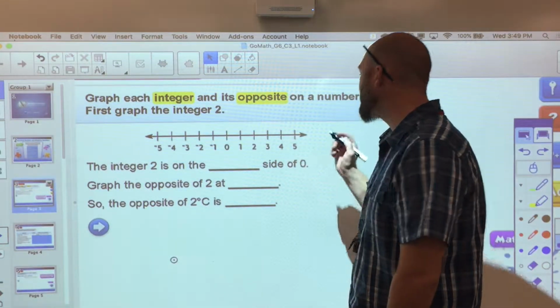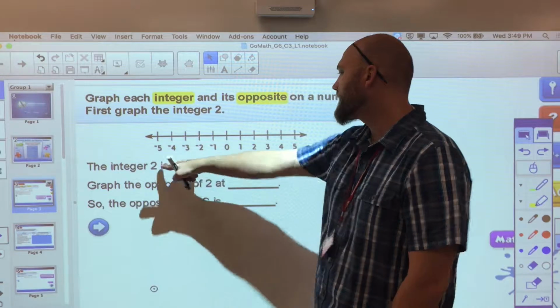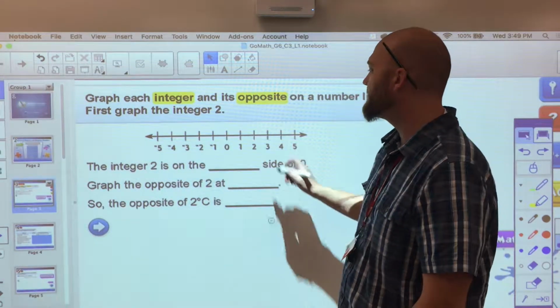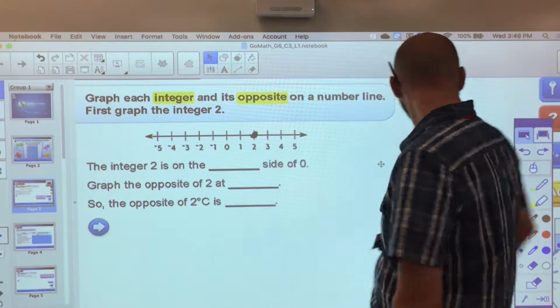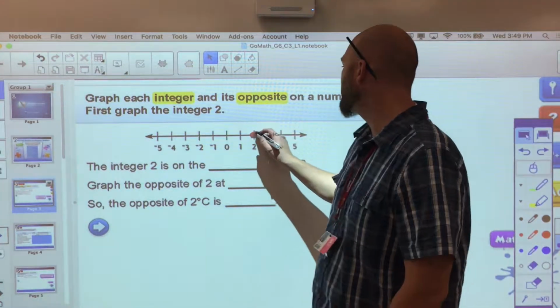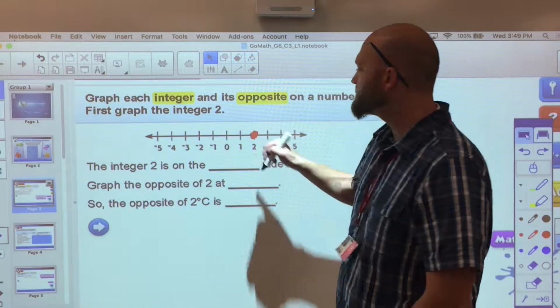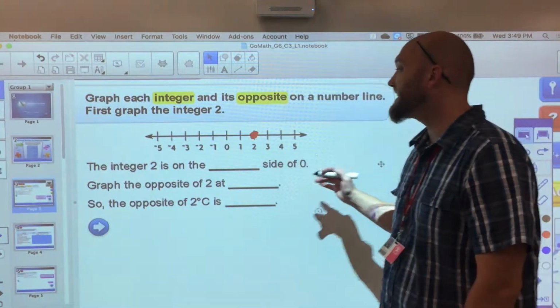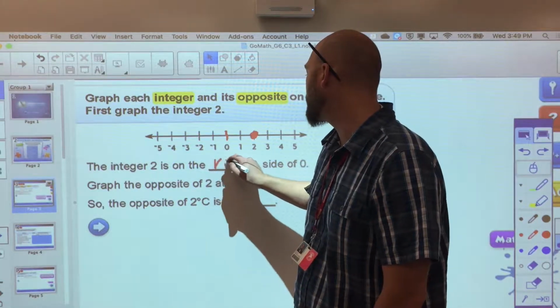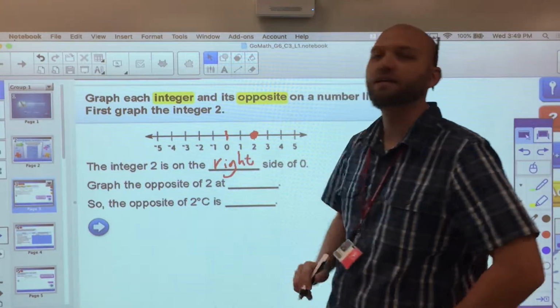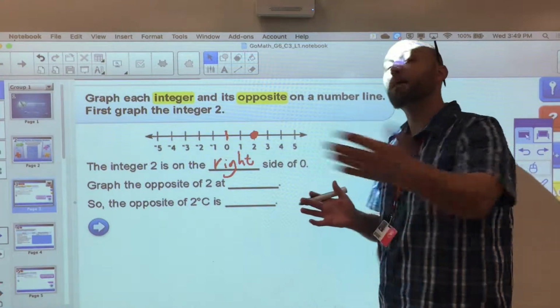All right, so if we're talking about 2 and the opposite of 2, the integer 2 is on which side of 0? Well, I look at my number line and I see that the integer 2, let's do that in red so everybody can see that. There's my integer 2, and it's on which side of 0? Well, here's 0, so obviously the answer being it is on the right side. Graph the opposite of 2.